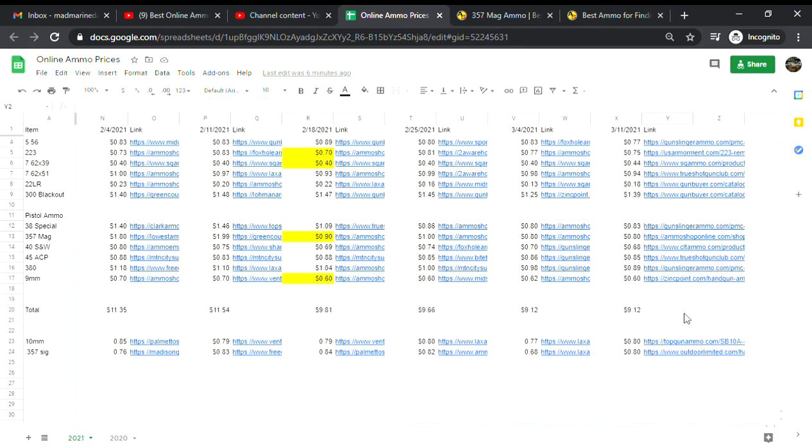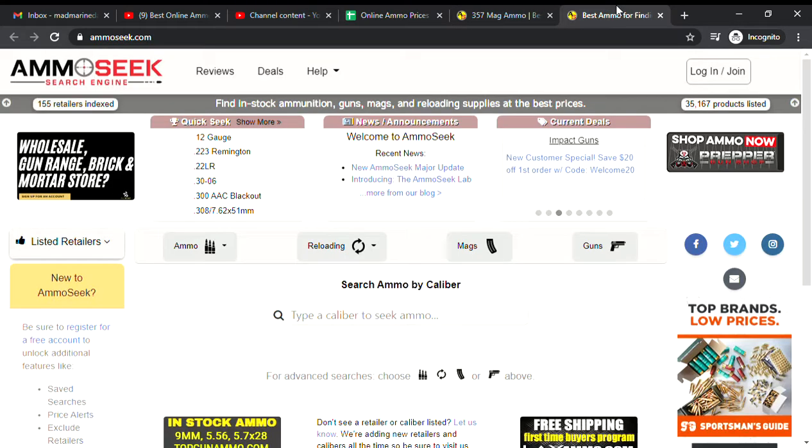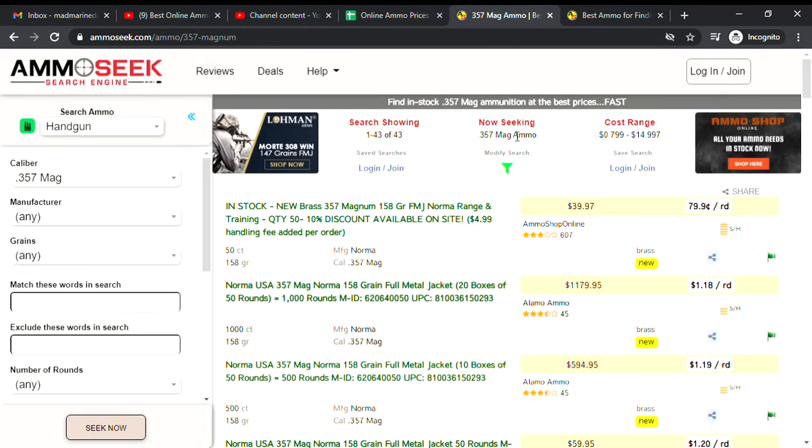All right, on to our pistol calibers. 38 Special, 83 cents a shot. Now, here we go. The next one is 357 Magnum, and it is at Online Ammo Shop, and it is 80 cents a shot. And you're going to be like, Mad, I don't want to pay the shipping and handling fee. Well, if I may.